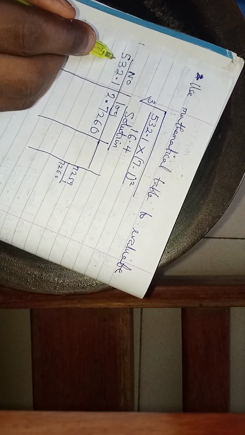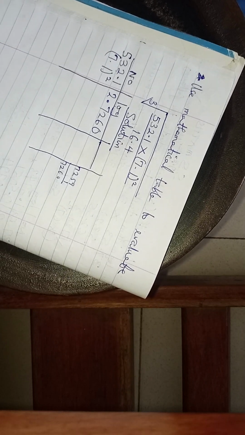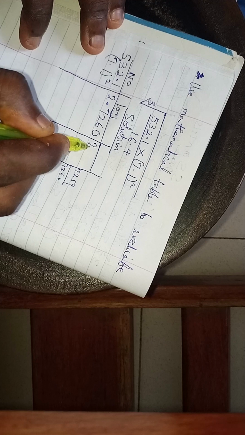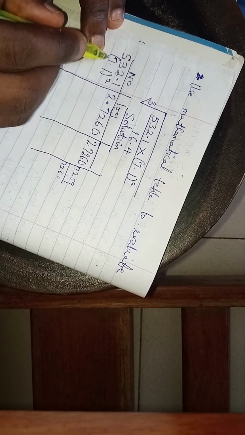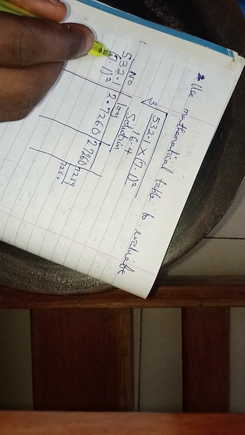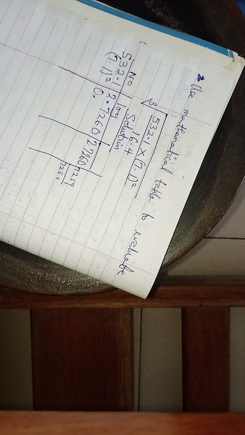You have the next one as 7.1 squared. Let me write this one here, 2.7260. So we have 7.1 squared. The characteristic for this is 0. I'm going to check 71 under 0 on the logarithm table. 71 under 0 is 8513.